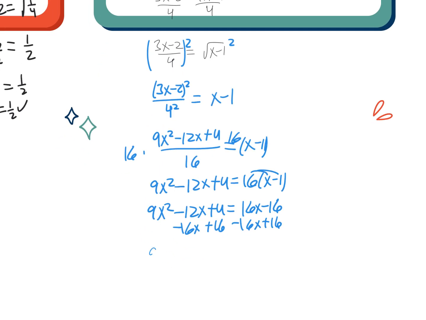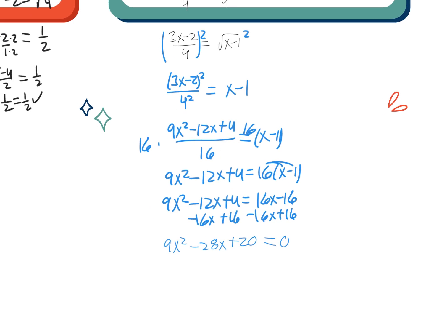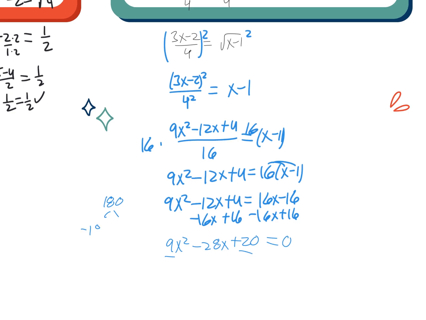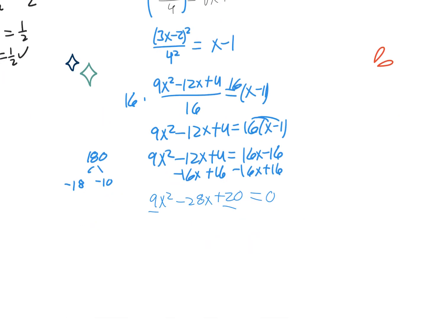All right, and so doing this, I get 9x squared minus 28x plus 20 equals 0. And then let's just see what factors of the first times the last. So 9 times 20 is 180. I need factors of positive 180 that add to negative 28. And I actually think this is fairly simple, right? We end up with a negative 18 and a negative 10, to get us that negative 28. All right, so we can do our slide and divide.